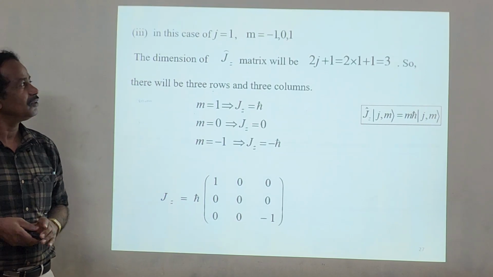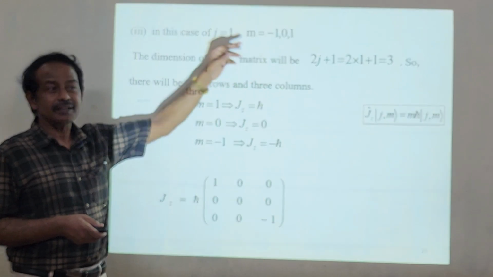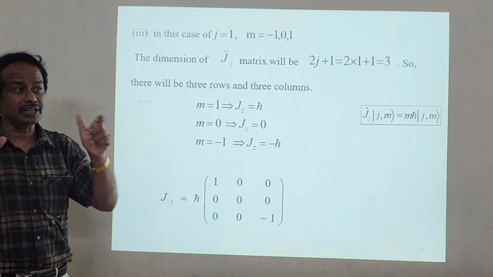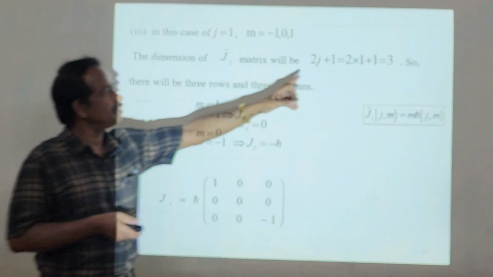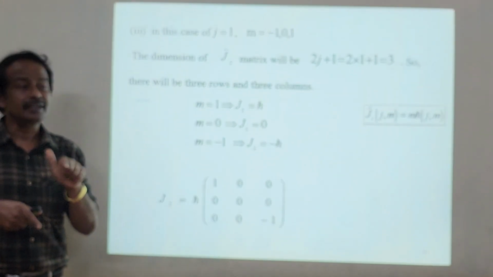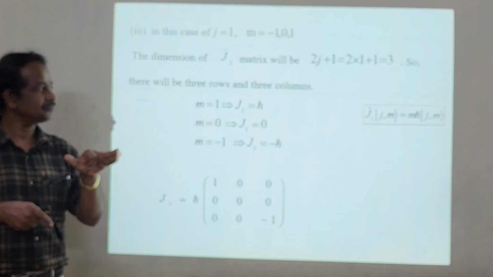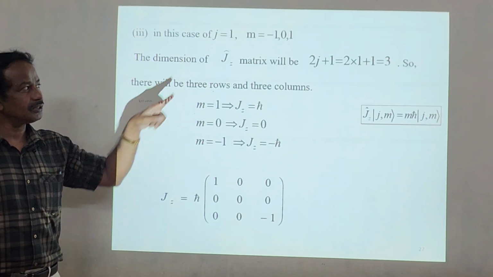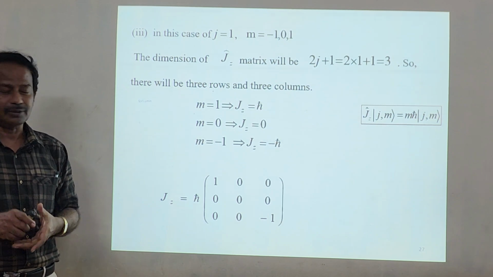So minus 1, 0, 1. Now there are 3 values. To find the total number of values, you substitute in 2j plus 1. So 2 multiplied by 1 plus 1 gives you 3. So we have to have 9 components, a 3 by 3 matrix. In a matrix you have 3 columns and 3 rows.